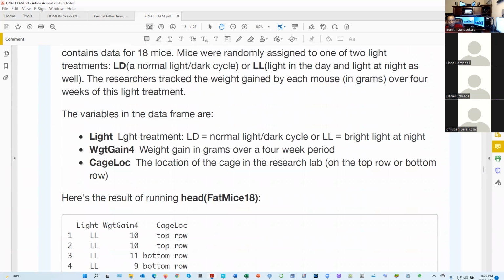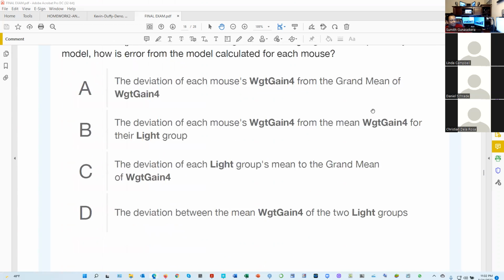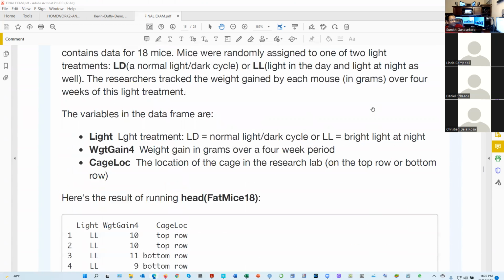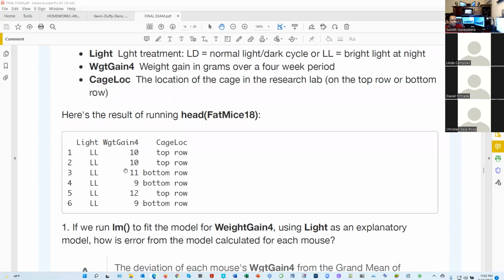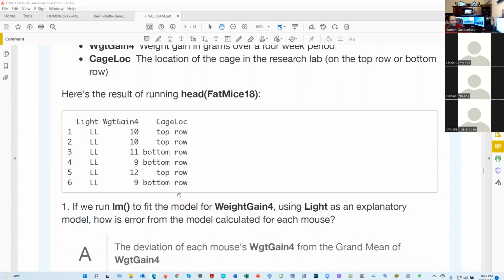Okay, then the next one. Yeah, let's go to the next one. Okay, here look at the data set. The following set of questions is based on the data called the fat mice. We have seen this one in the earlier slide: weight gain for the cage location and all kinds of stuff.